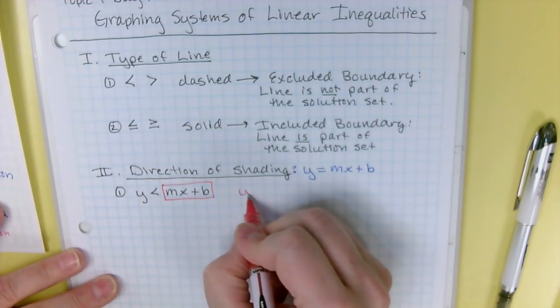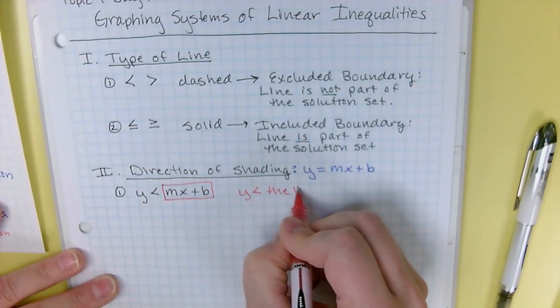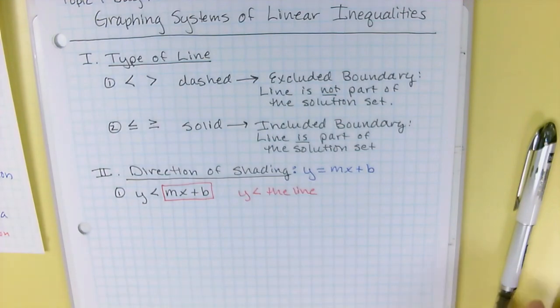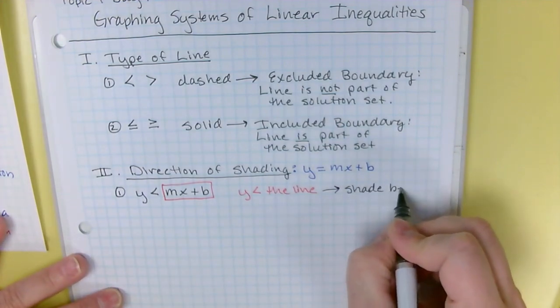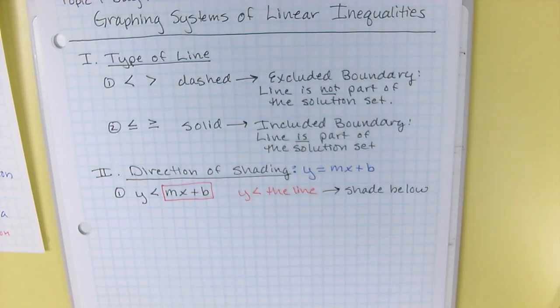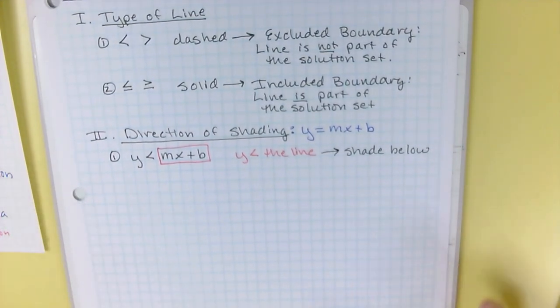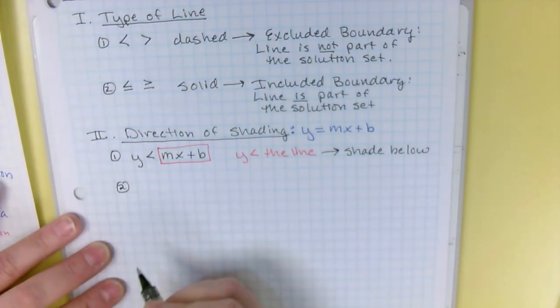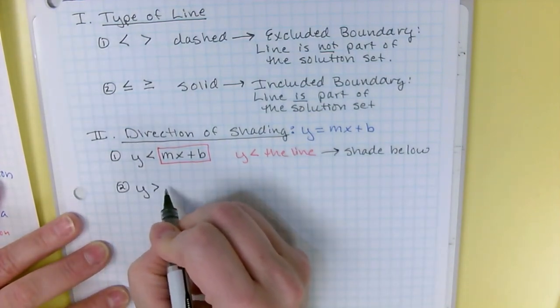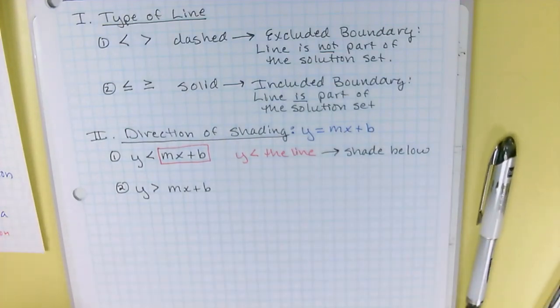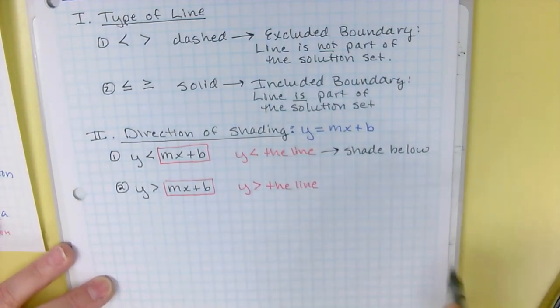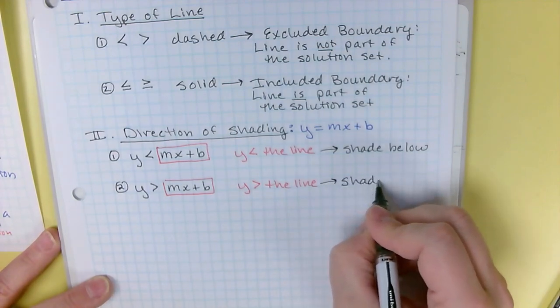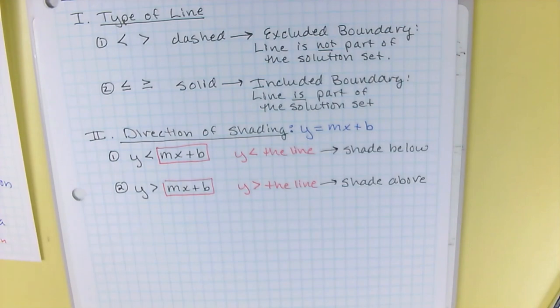And I think of it as y less than the line. If it is less than the line, you shade below the line, which means all the solutions are below the line. Okay, your second rule is y greater than mx plus b. So if y is greater than the line, you're going to shade above. That means all the solutions are above the line.